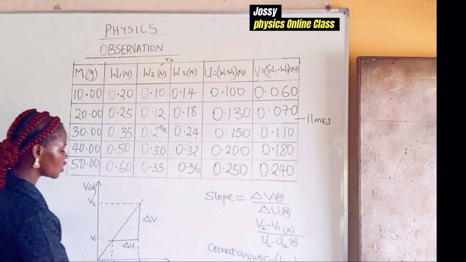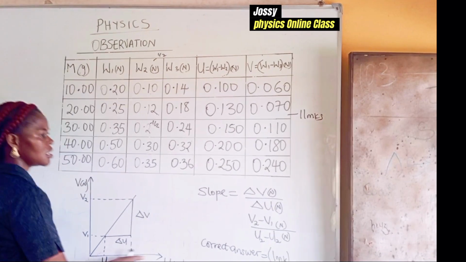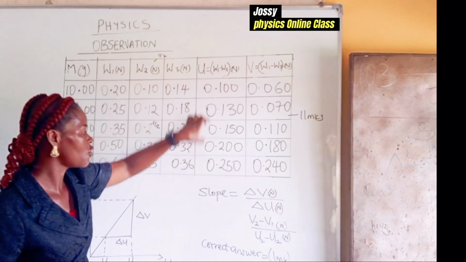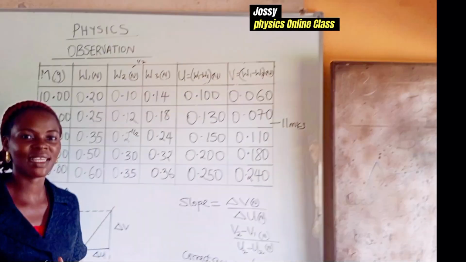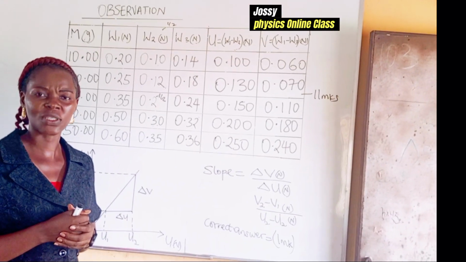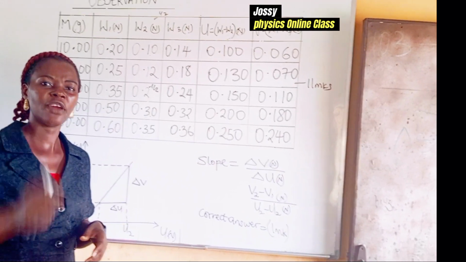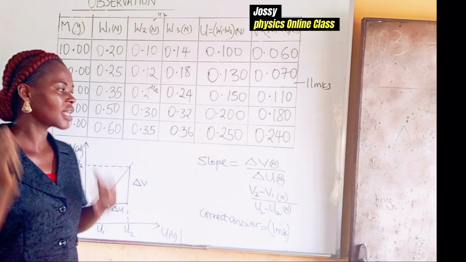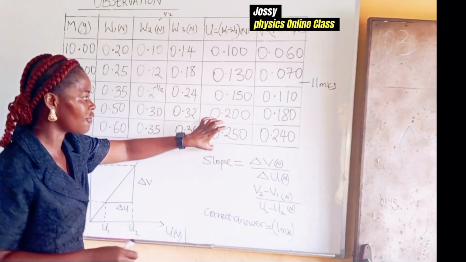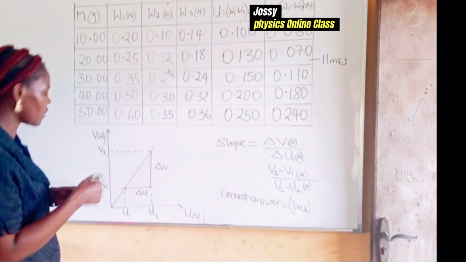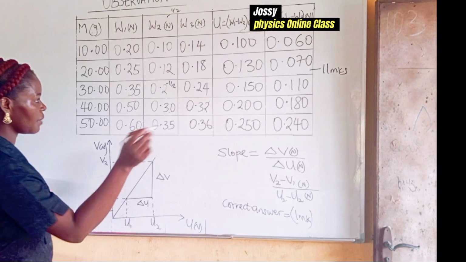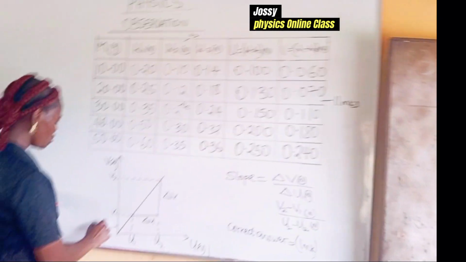Then U will be on the horizontal. Then the points you have must be clearly stated. What of your scale? You're going to choose a very good scale, a scale that will accommodate what you have. Some of you come and write for me, for example, writing 0.06.